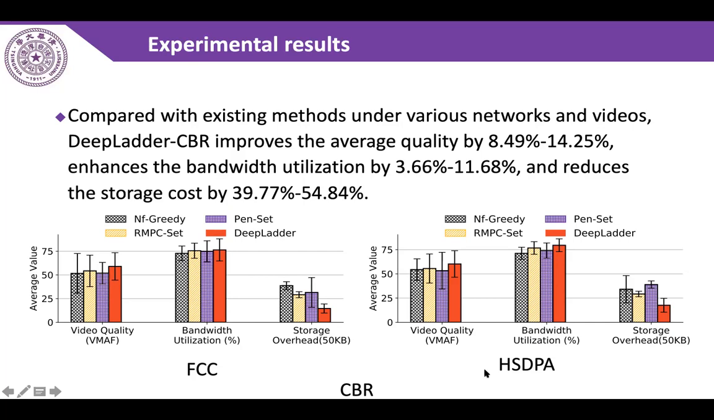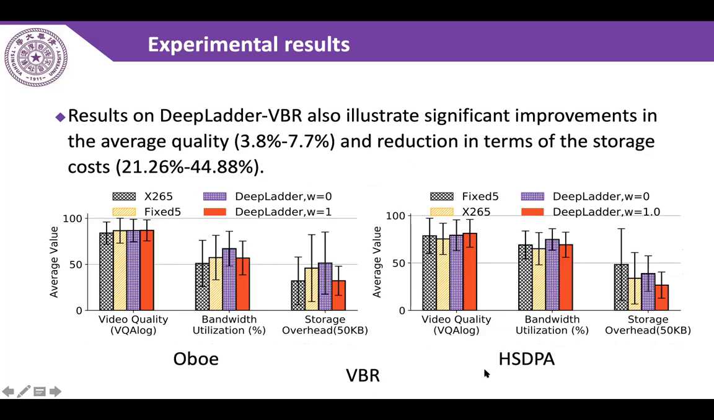Compared with existing methods over various networks and videos, DeepLadder CBR improves the average quality by almost 10% and enhances the bandwidth utilization by 3% to 11% and reduces the storage cost by almost 40% and up to 55%. Moreover, results on DeepLadder VBR encoded videos also illustrate significant improvements in average quality and reduction in terms of the storage costs.